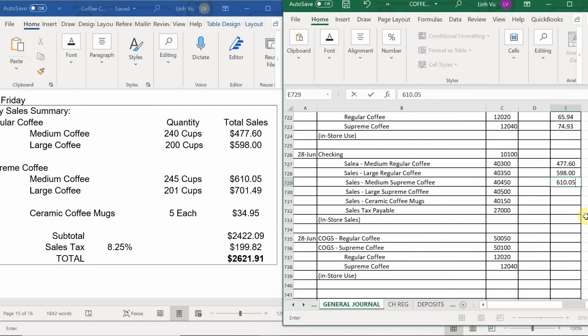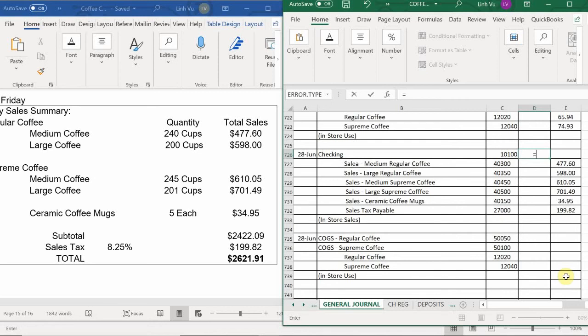Then we're going to list the large, 701.49 for the large. And our ceramic coffee mugs are 5 each. Is that 6.99 each too? Yes, $6.99, so $34.95. Oh, okay, it's right there. And the sales tax payable, that's a liability, and the amount is 199.82. Good.